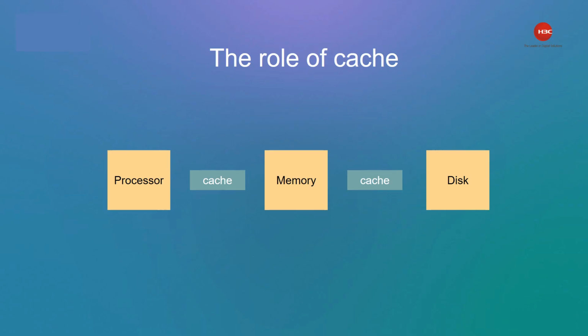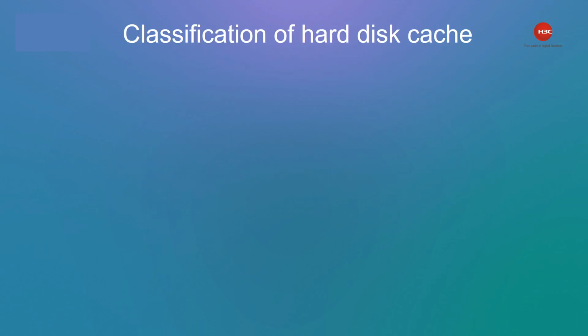In the same way, there is a cache between the memory and the hard disk. When the data in the memory needs to be written to the hard disk, the cache can be written first without waiting for the hard disk to finish writing before the next operation, thus speeding up the system run. Knowing the role of cache, let's take a look at the main types of hard disk cache.